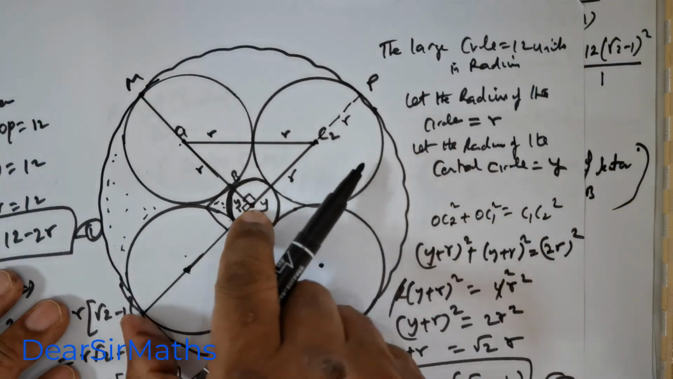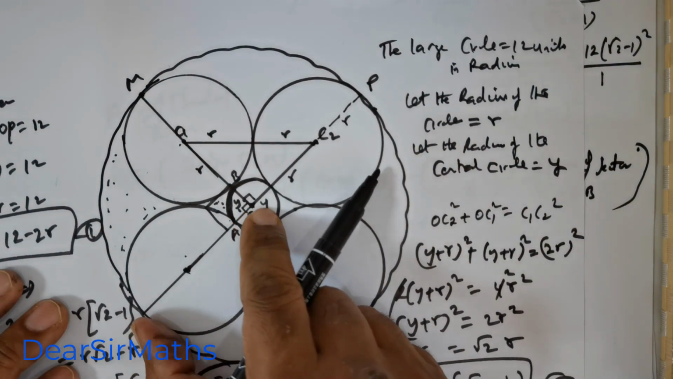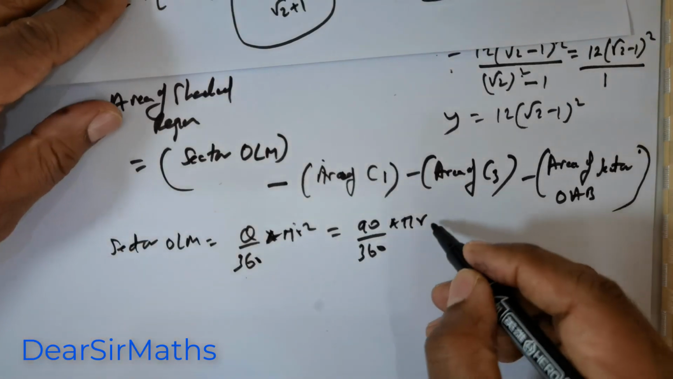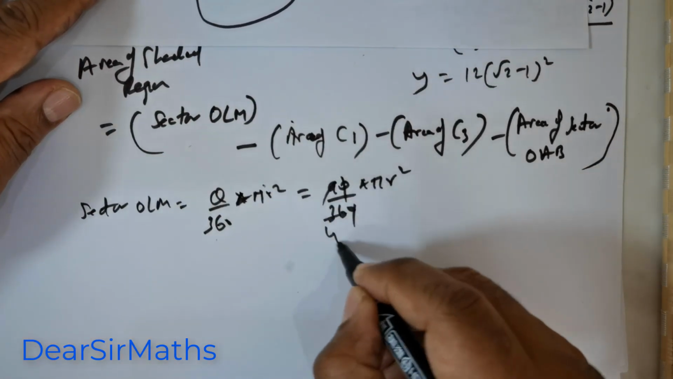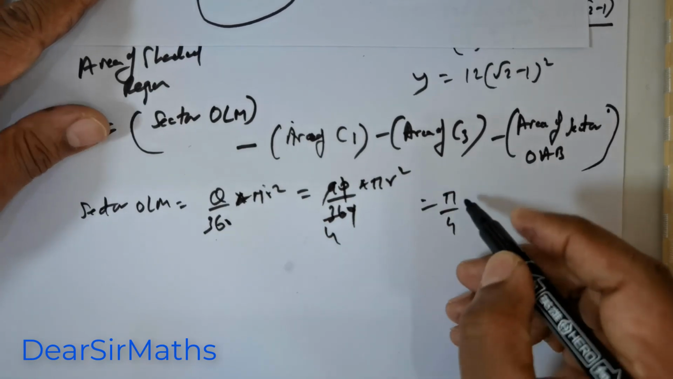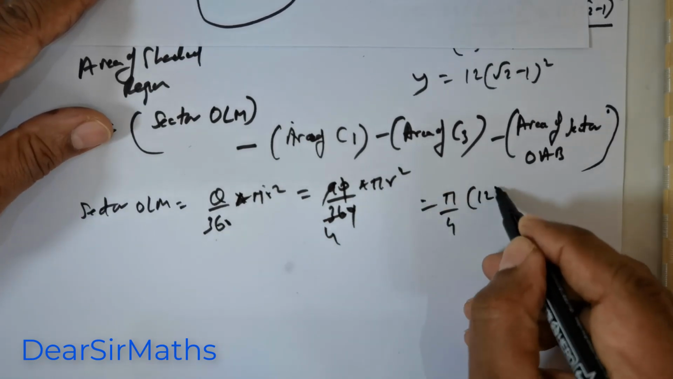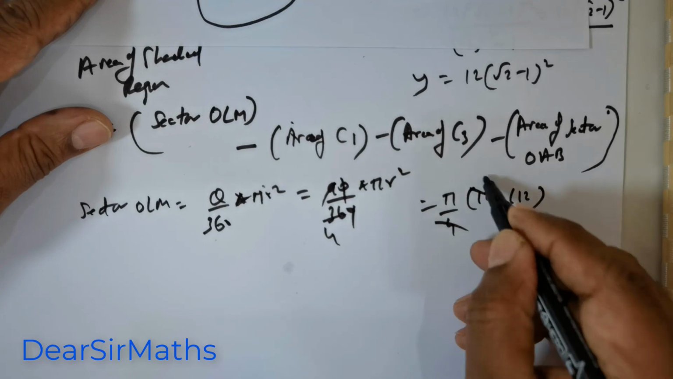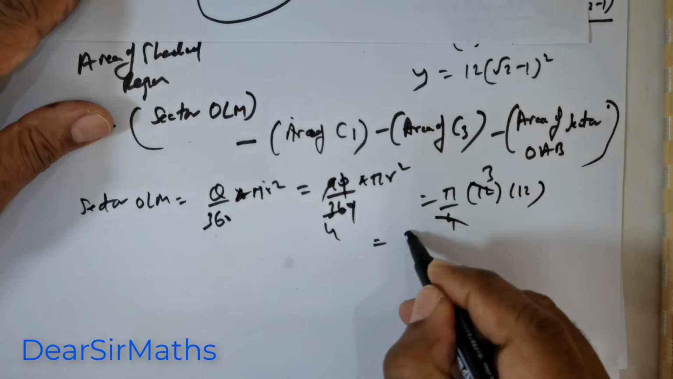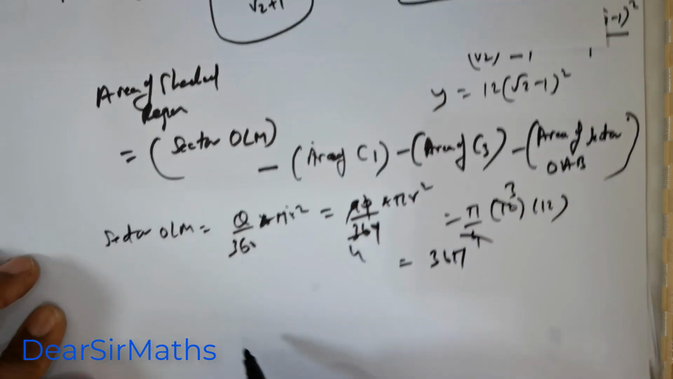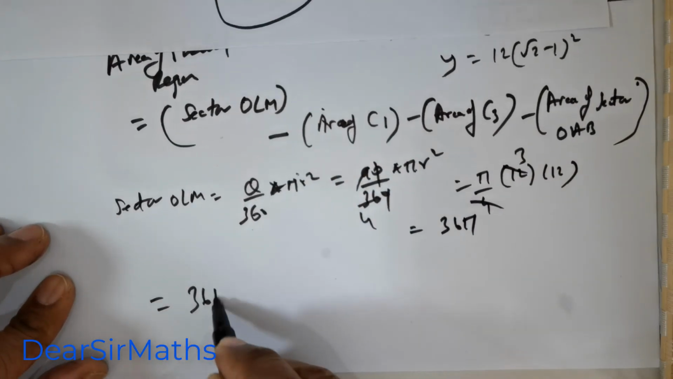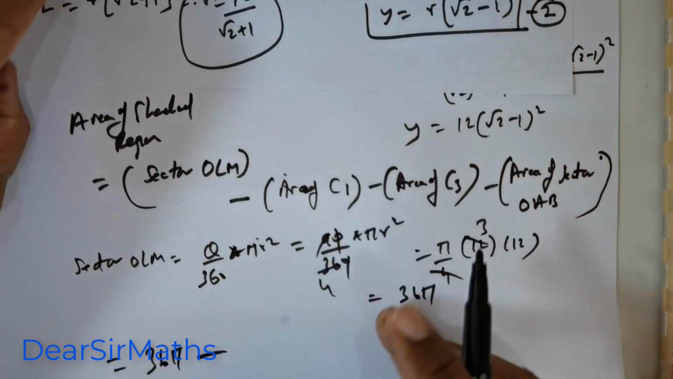What is r squared? From the center we have this distance. So this is going to be 12 units. Okay, so 90 over 360, 9 divides here 4 times. So this is pi times 1 over 4 and 12 squared. So 12 into 12. 4 divides 12 3 times. 3 times 12 is 36 pi. So this major sector is 36 pi. So let me write that down. 36 pi. Now area of C1.